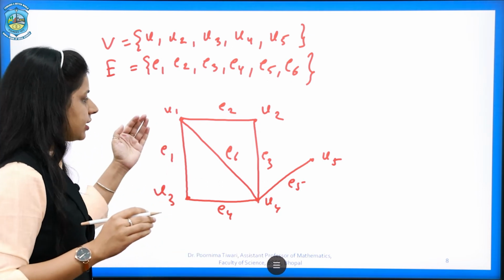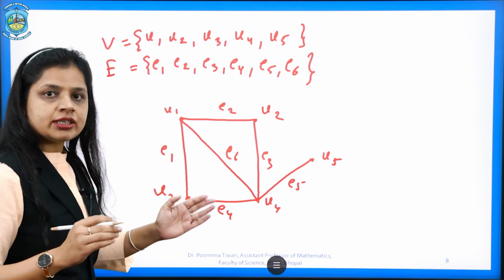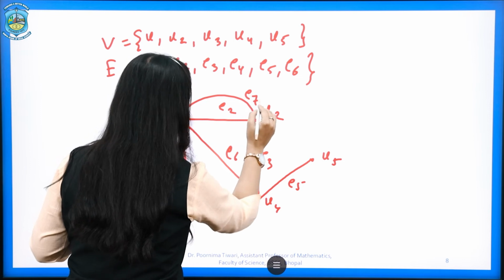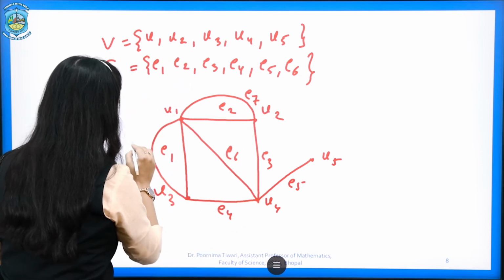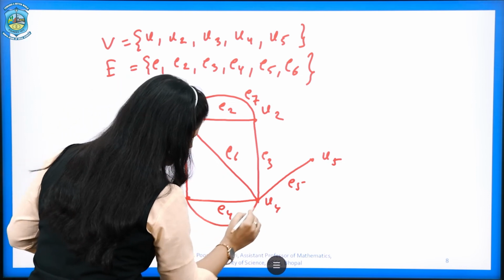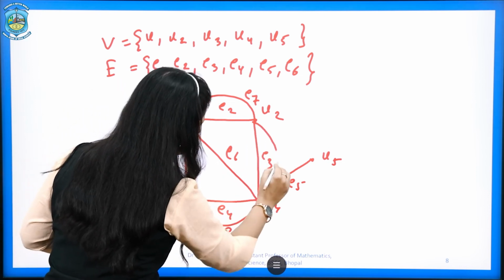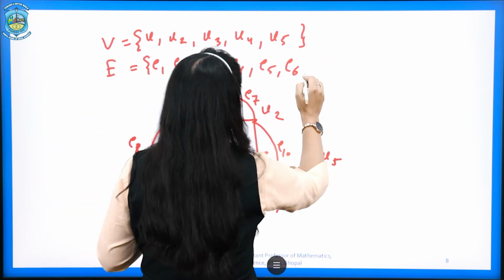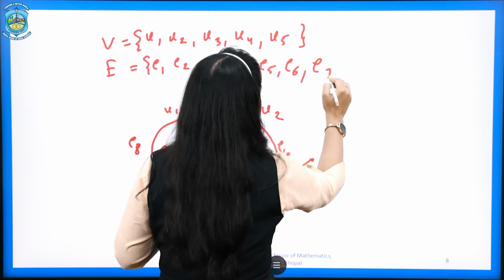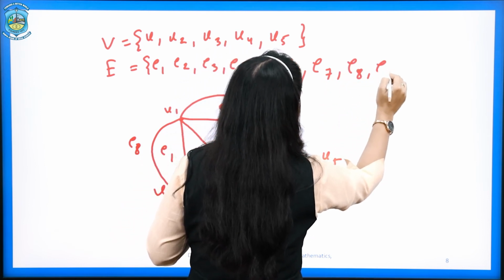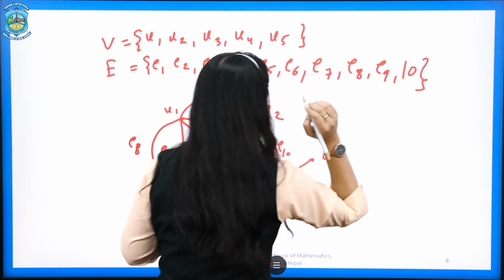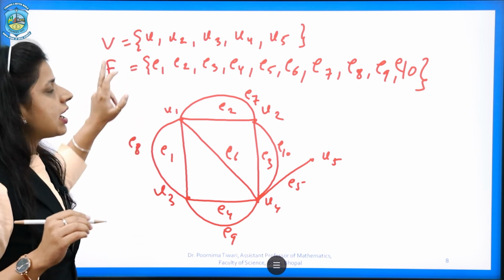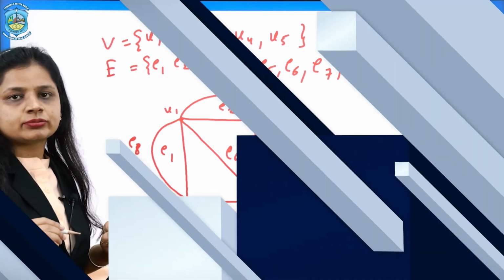Now suppose this graph contains some more edges which are parallel edges, say this E7, E8, E9 and E10. So now this graph has edges from E1 to E10. So this is a multigraph with 5 vertices and 10 edges.